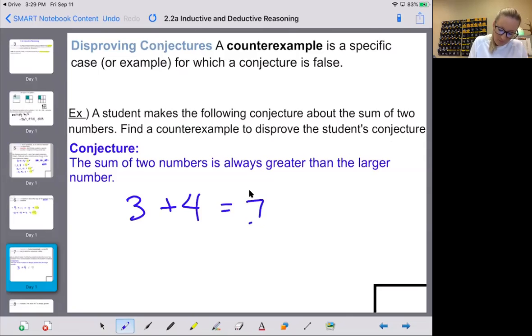So here's the sum. Is it greater than the larger number? Is 7 greater than 4? Yeah, it is. Okay, so that's not a counterexample. That actually agrees with them, right?